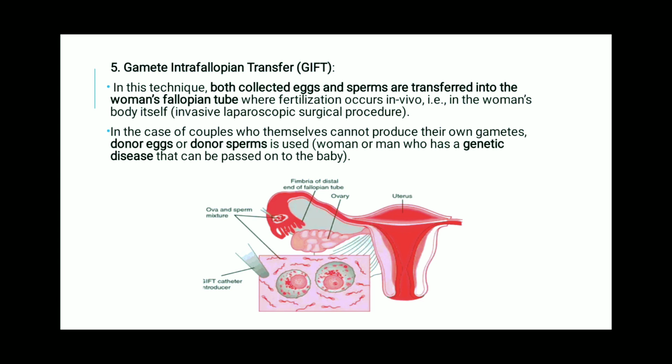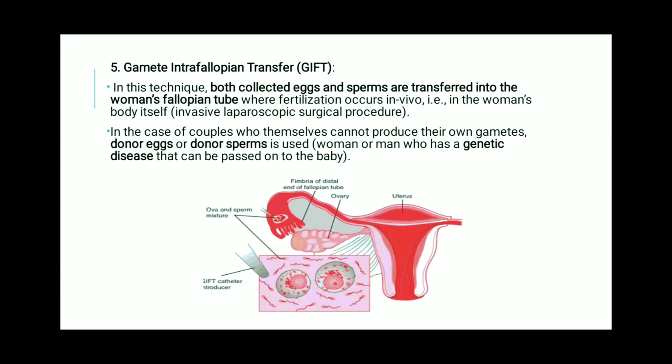So in the case of couples who themselves cannot produce their own eggs or sperms, in a way gametes, donor eggs or donor sperm will be utilized in this particular technique. Now, donor eggs or donor sperm are useful in the case of women or men who have a genetic disease that can pass to the baby. So we need to avoid it by having the donor egg or sperm.